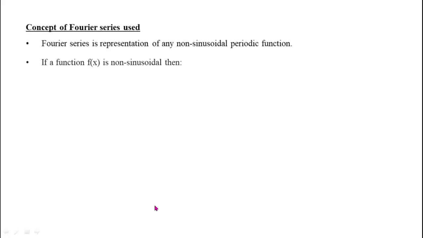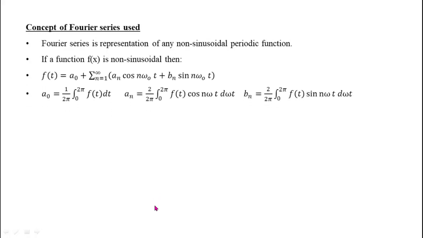Now next is the concept of Fourier series. This concept of Fourier series will be utilized when we study the various non-sinusoidal waveforms. So we know that any non-sinusoidal waveform can be represented using Fourier series. So this is the formula for Fourier series function f(t) equals a naught plus sigma n equals 1 to infinity of an cos n omega naught t plus bn sin n omega naught t, where a naught is equal to 1 upon 2 pi integration 0 to 2 pi f(t) d omega t, an is equal to 2 upon 2 pi integration 0 to 2 pi f(t) cos n omega t d omega t, and bn is equal to 2 upon 2 pi integration 0 to 2 pi f(t) sin n omega t d omega t. These equations were already told to you in, I think, the second or third lecture.